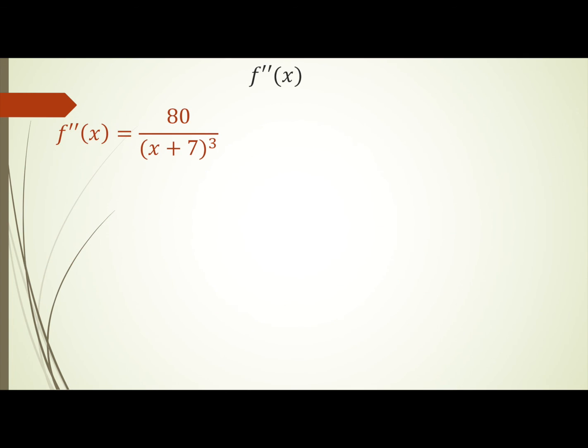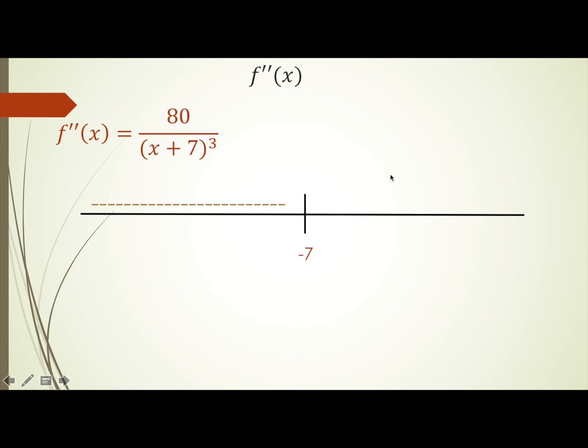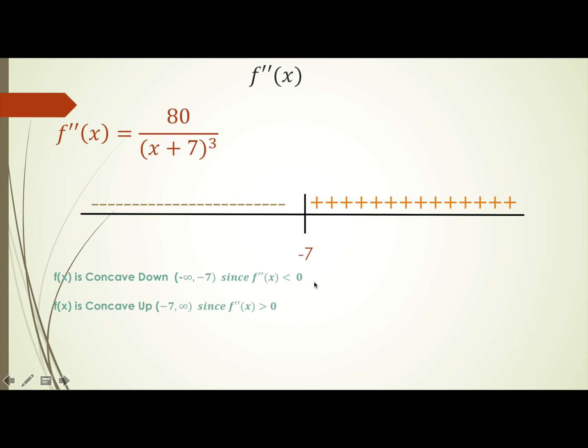Now let's make our sign chart again. It is undefined at x equals negative 7. There are no other critical points. If you plug in a value less than negative 7, you will get a negative number. If you plug in a number greater than negative 7, you will get a positive number. The function is concave down from negative infinity to negative 7, since the second derivative is less than 0. The function is concave up from negative 7 to infinity, since the second derivative is greater than 0.